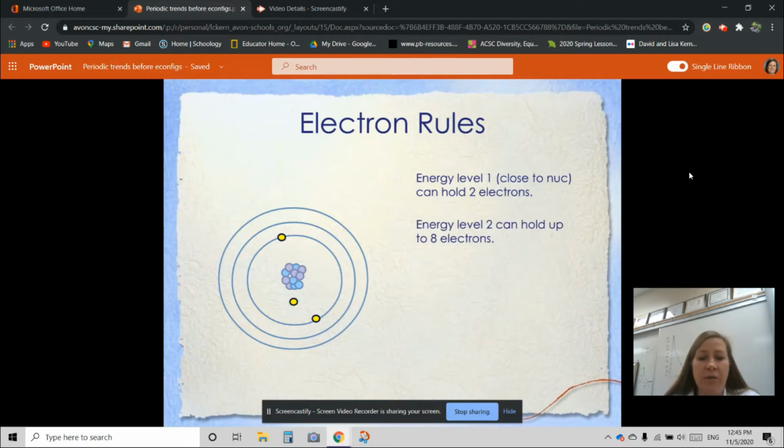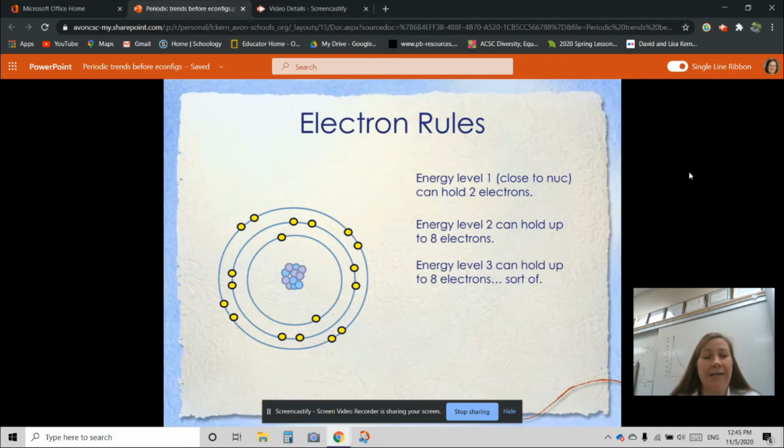So energy level 1 can only hold 2 electrons. Energy level 2 can hold up to 8, and they tend to pair up. So I've got 1, 2, 3, 4, 5, 6, 7, 8. Energy level 3 can hold up to 8 electrons. 1, 2, 3, 4, 5, 6, 7, 8. And that's sort of true, because actually once you get beyond the 3rd energy level, some things get a little bit strange. We're not going to get too much into that this year, I don't think.